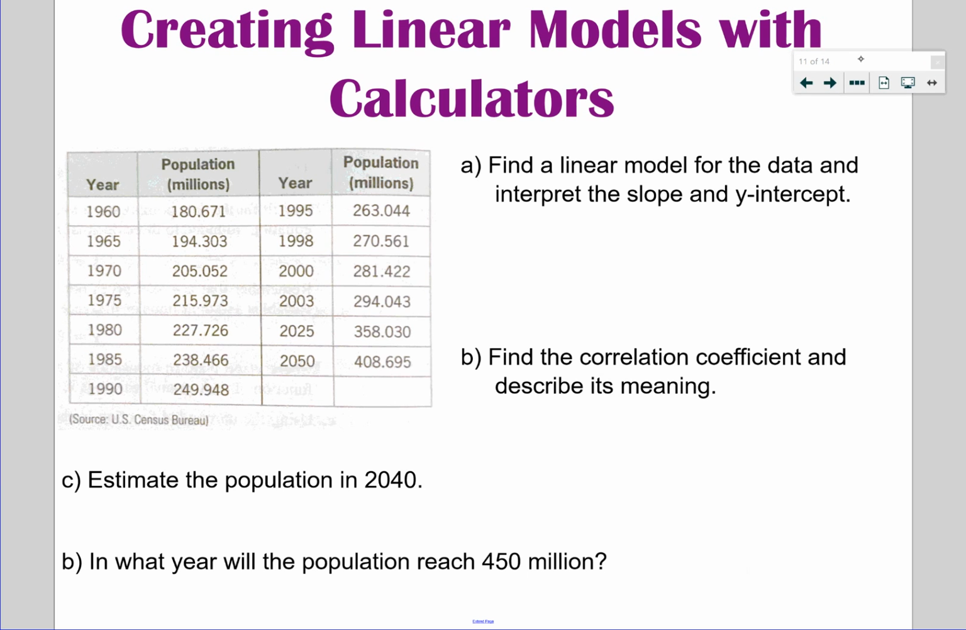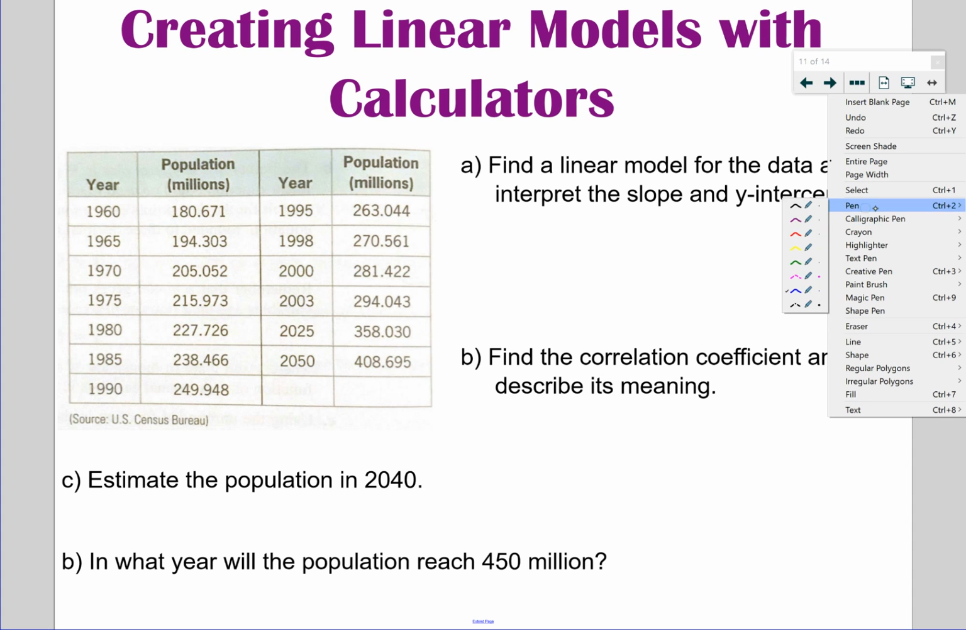So let's do this example. And we're going to use our calculators. We're going to create a linear model with the calculator. Here we have years and we have population in millions. For the years, you could type in 1960, 1965, 1970. Sometimes our numbers get a little big with that though.